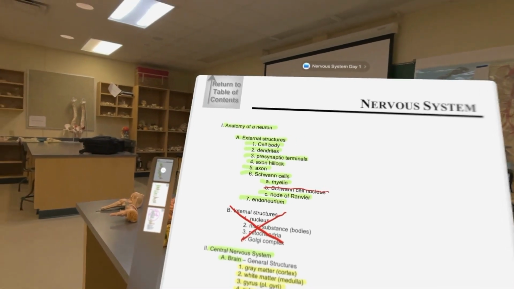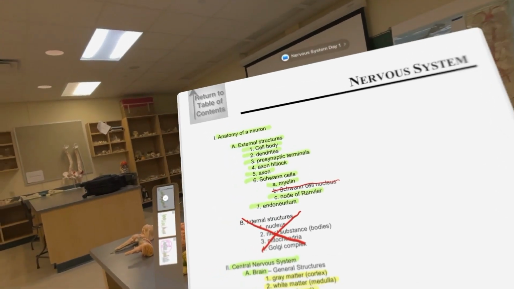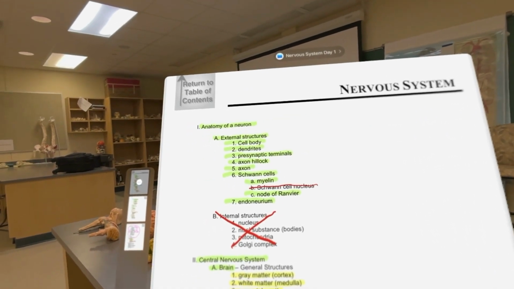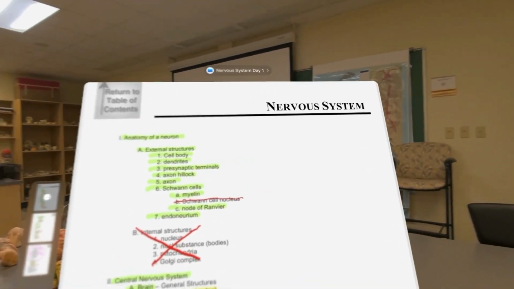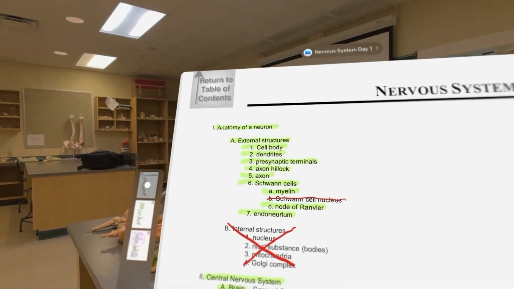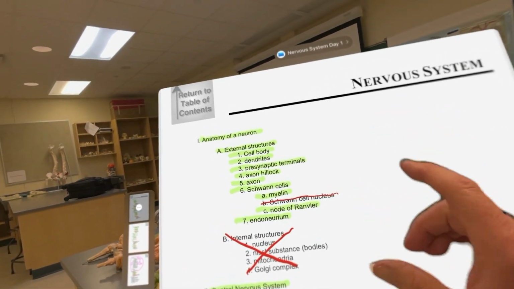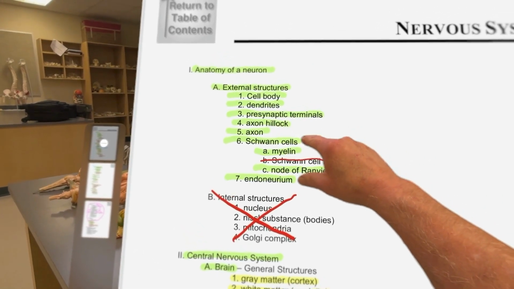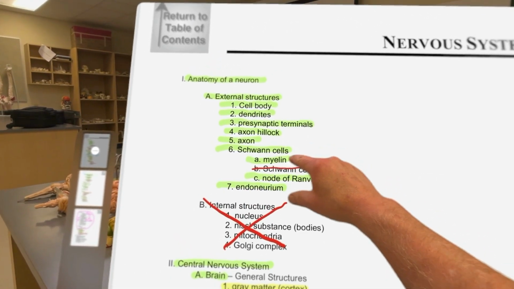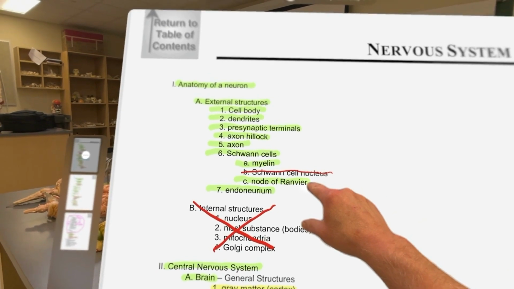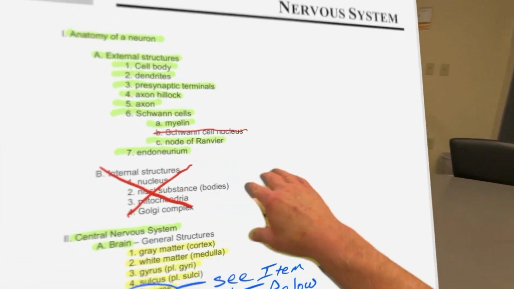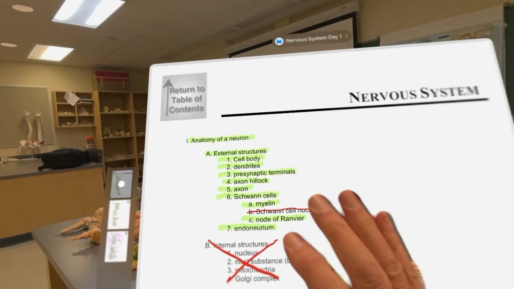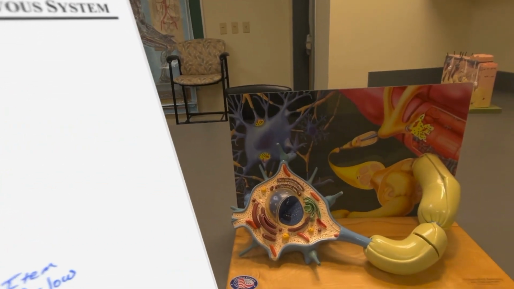Forgive the scratchy sounds. So, things we need to find on a neuron, typical nervous system cell that does all the nerve firing. We have external structures: cell body, dendrites, presynaptic terminals, axon hillock, axon, Schwann cells. And in the Schwann cells, we'll learn that they're full of myelin and they join each other to node of Ranvier. And the other model that's hidden behind here right now will show us some endoneurium. So those are our goals as we look at the two models I just showed you.